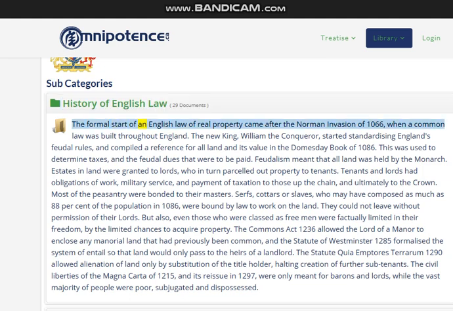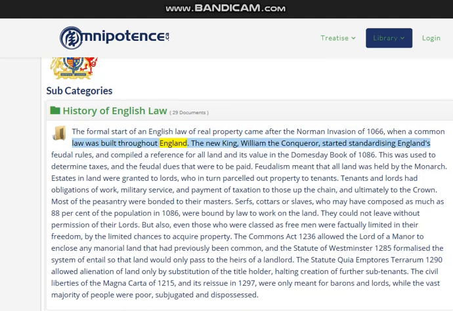The formal start of an English law of real property came after the Norman invasion of 1066, when a common law was built throughout England. The new king, William the Conqueror, started standardizing England's feudal rules, and compiled a reference for all land and its value in the Domesday Book of 1086. This was used to determine taxes, and the feudal dues that were to be paid.